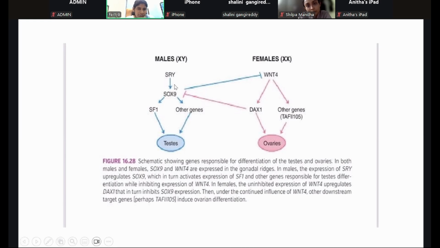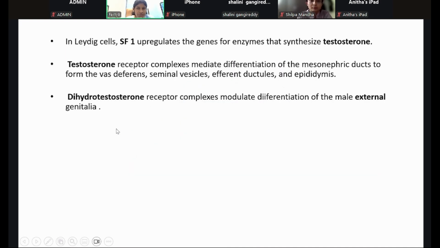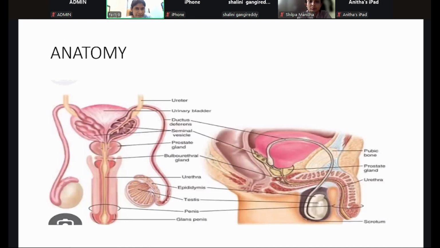And then this SOX9 will further increase the SF1 protein, the gene which is needed for the formation of the testosterone enzyme, sorry, testosterone hormones. Testosterone in turn is needed for the development of all the internal organs of the male. And then dihydrotestosterone, which is a byproduct of testosterone, is necessary for the formation of the male external genitalia.